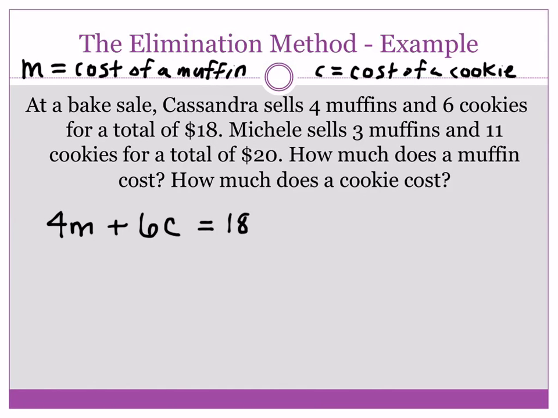All right, so what would Michelle's look like using the same idea? 3M plus 11C equals 20. Excellent. All right, so our goal is to take these 2 equations and to somehow get the same number in front of M, but different signs, or the same number in front of C, or different signs.